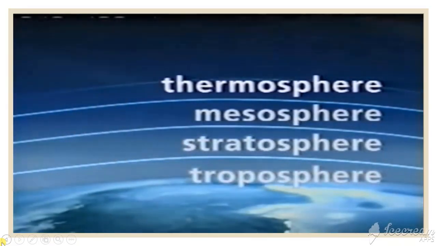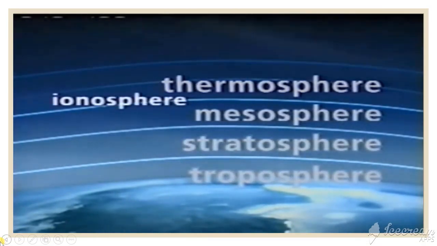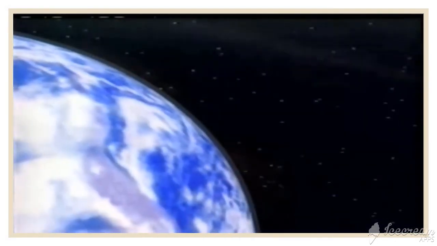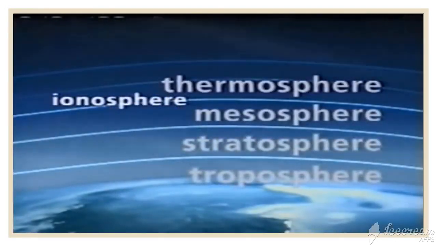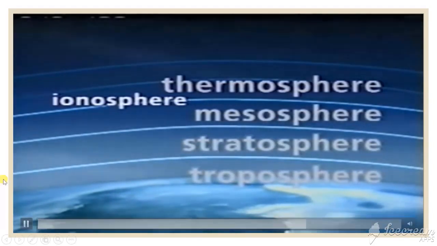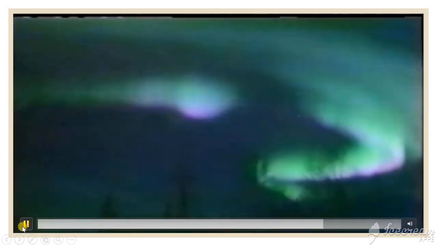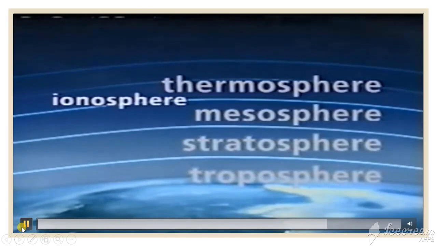Now scientists break the thermosphere down into two more layers. Sneaky little devils, aren't they? What's so sneaky about calling the lower part of the thermosphere the ionosphere? I don't know. Why do they call it that? Because when the sun's radiation reaches this layer, the particles become electrically charged, or ionized. Aha! Ionized! Ionosphere! Very clever! These electrically charged particles can cause the sky to glow. This is called an aurora. In the northern hemisphere, these glowing particles are also called the northern lights. The upper part of the thermosphere is called the exosphere.